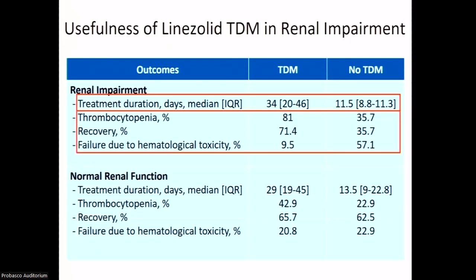While patients with impaired renal function still experience higher rates of thrombocytopenia, the rate of treatment failure due to hematological toxicity was significantly lower in the TDM group, with a trend to significance in recovery. And patients with normal renal function also showed similar findings. However, the rates of recovery and treatment failure were not significantly different between the two patient groups.